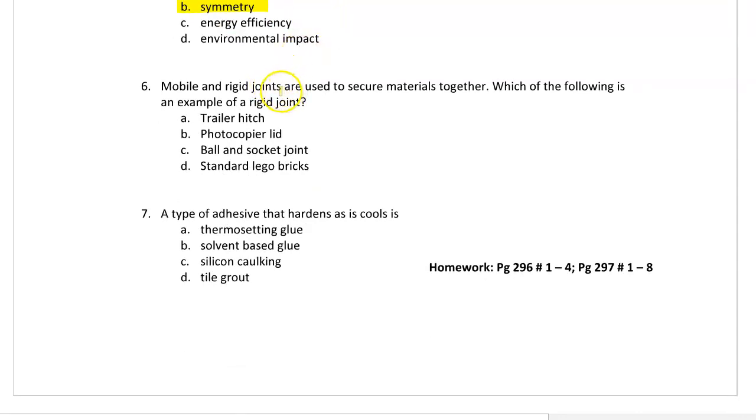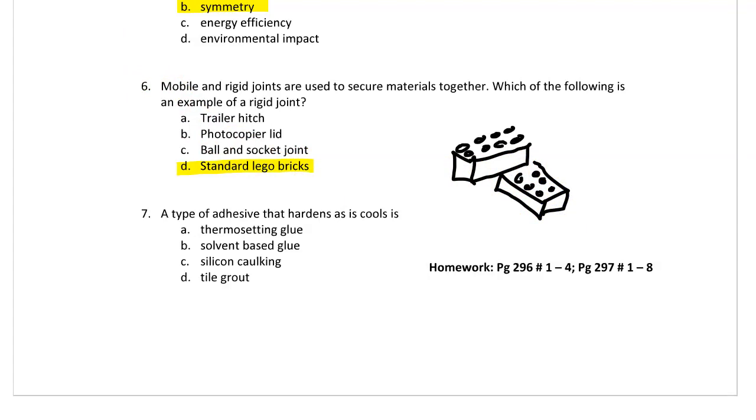Mobile and rigid joints are used to secure material together, which is the following example of a rigid joint. That's right, the standard Lego bricks. Those are the ones that have the pieces that completely lock together, right? Usually with, let's say, 4x2, right? And it locks onto another piece. Right, where you see them overlap. A type of adhesive that hardens as it cools is an A, B, C, or D. And that would be an A, thermal setting glue.